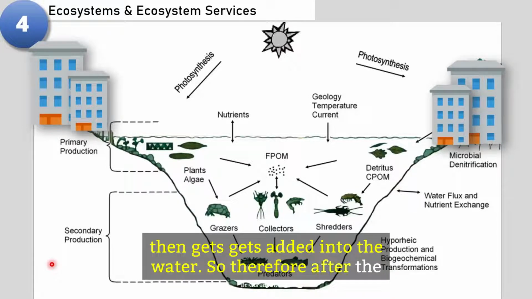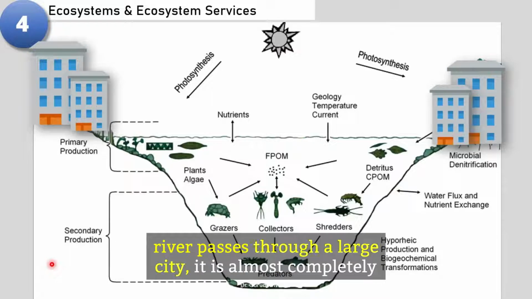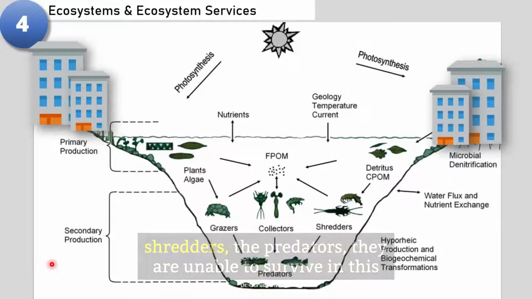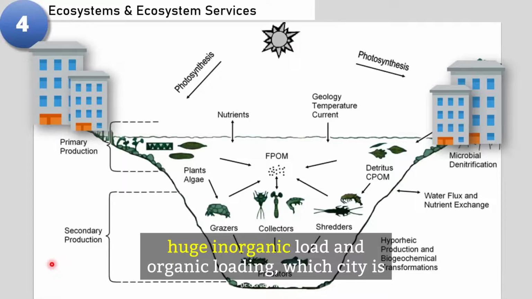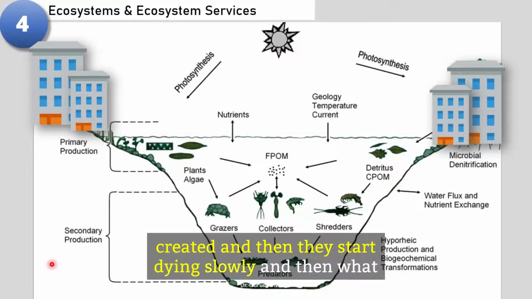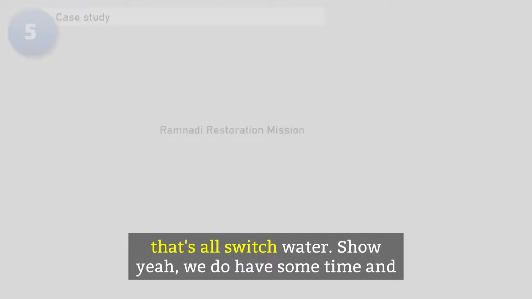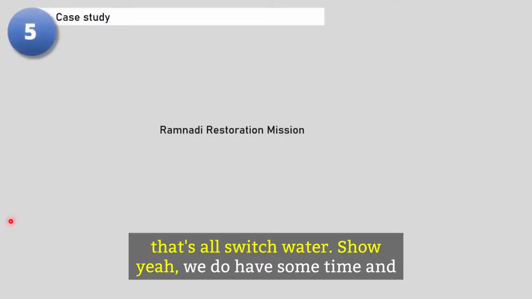So therefore, after the river passes through a large city, it is almost completely dead in terms of ecological services. The detritus, the shredders, the predators, they are unable to survive in this huge inorganic load and organic load which cities create, and then they start dying slowly. And then what happens is you get cities, you get rivers full of waters, but that's all sewage water.